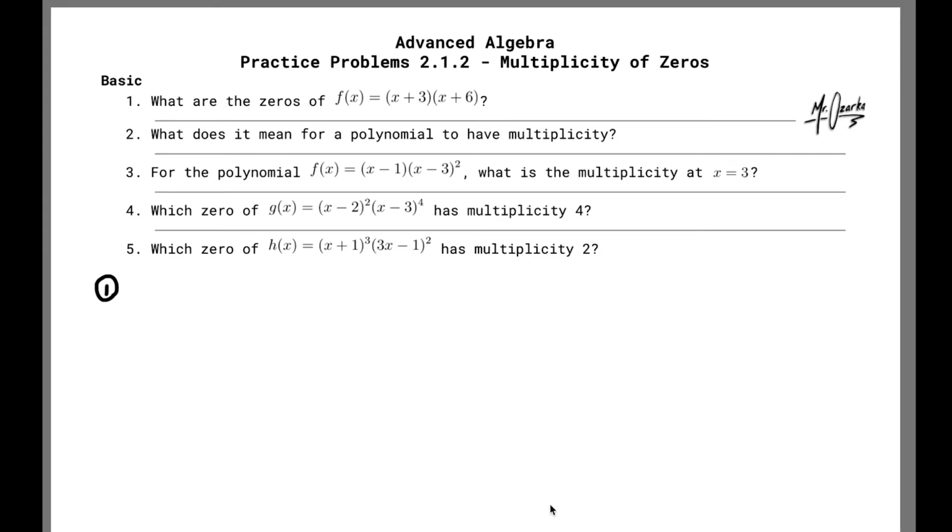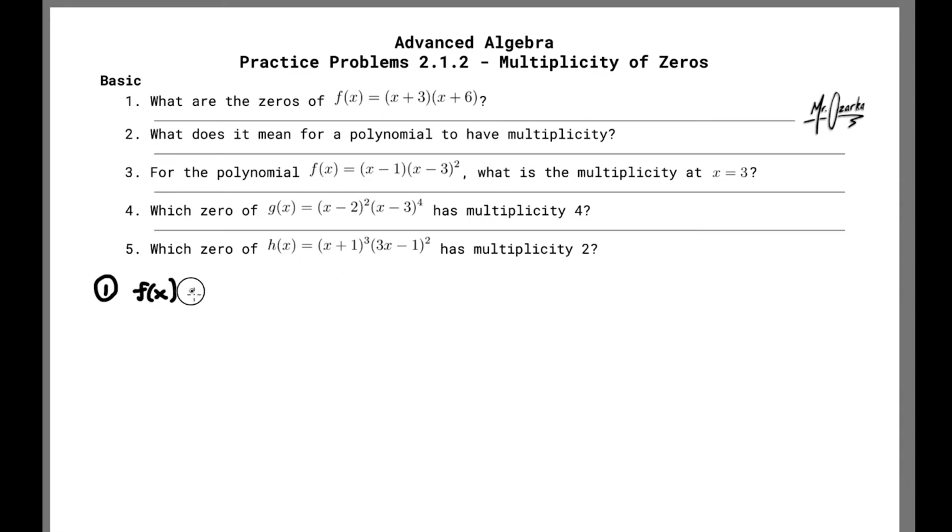This is going to be a video about multiplicity of zeros, and it's basically just a bunch of example problems, so hopefully just doing these will help cement the concept in your brain a little bit better. So this first one, it says, what are the zeros of f of x is equal to quantity x plus 3 times quantity x plus 6?